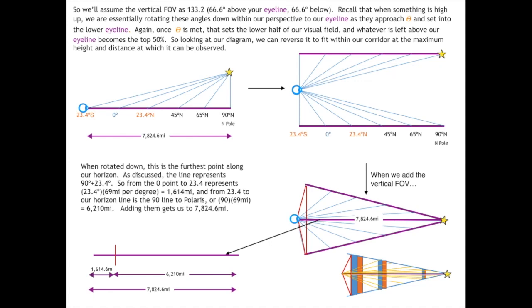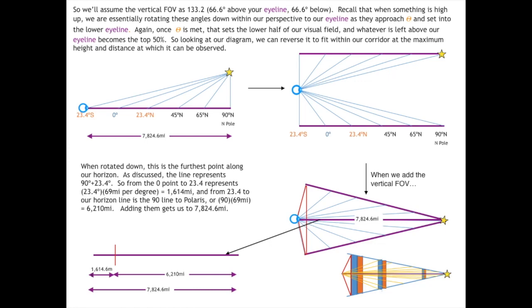So we'll assume the vertical field of view as 133.2, which is just 66.6 degrees split above your eye line, 66.6 below. We'll recall that when something is high up, we are essentially rotating these angles down within our perspective to our eye line as they approach theta and set into the lower eye line. Again, once theta is met, that sets the lower half of our visual field, and whatever is left above our eye line becomes the top 50%.